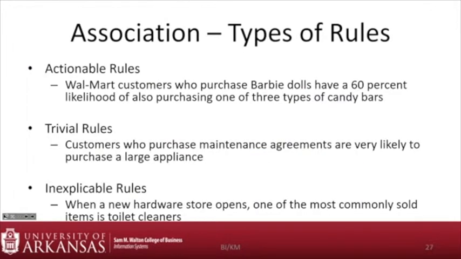So, the idea of association rules. There are really three big groups of rules. We've got the actionable rules, which is what we're looking for. Walmart customers who purchase Barbie dolls have a 60% likelihood of also purchasing one of 3 types of candy bars. It's actionable. I can do something with that. Put candy in the toy aisle. Why not? There are different ways to think about it. You can be actionable about it.